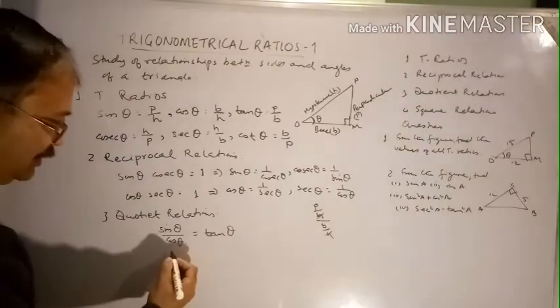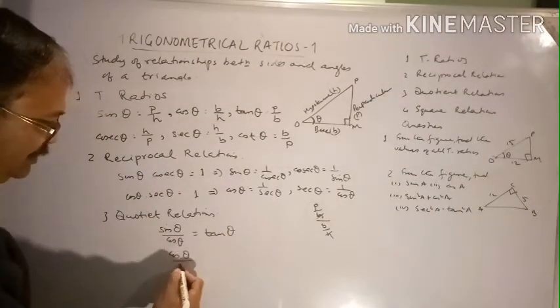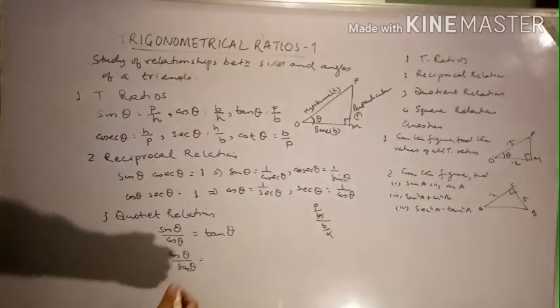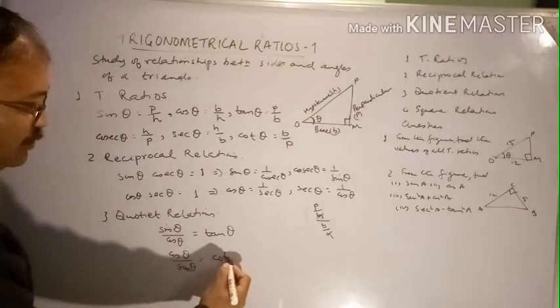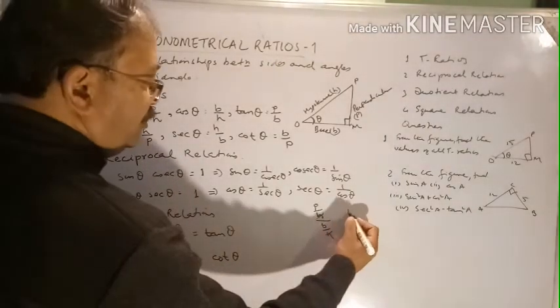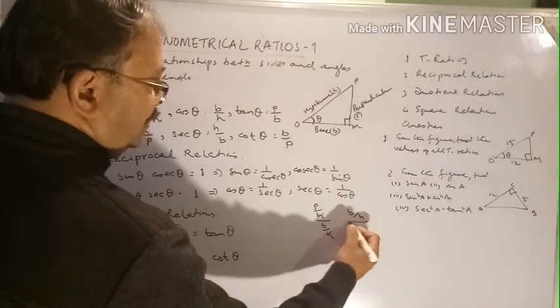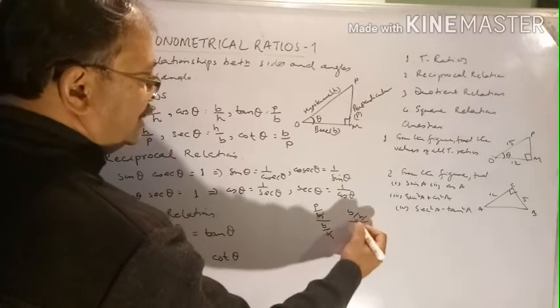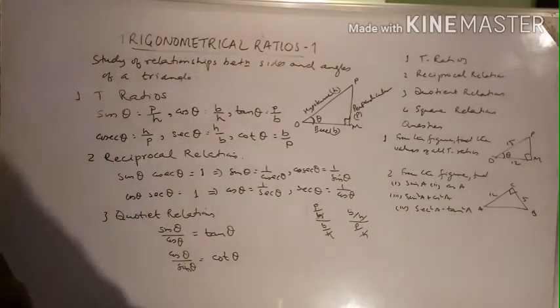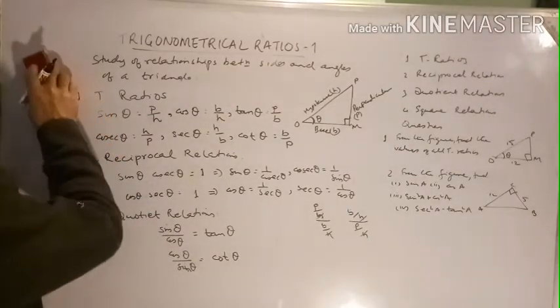Similarly, cos theta by sine theta is equal to cot theta, because cos by sine will be b by h divided by p by h. So h is cancelled, so you get b by p, and b by p is cot theta. These are called quotient relations.